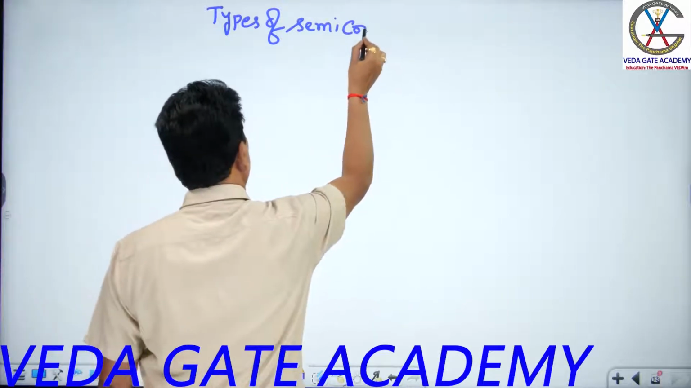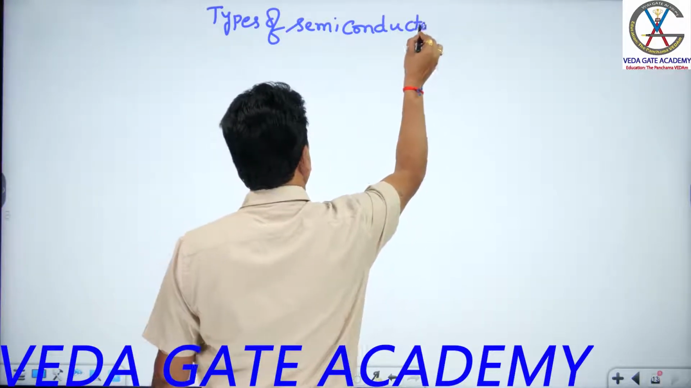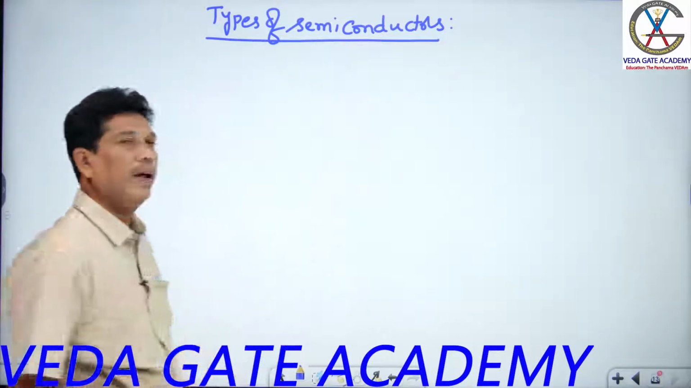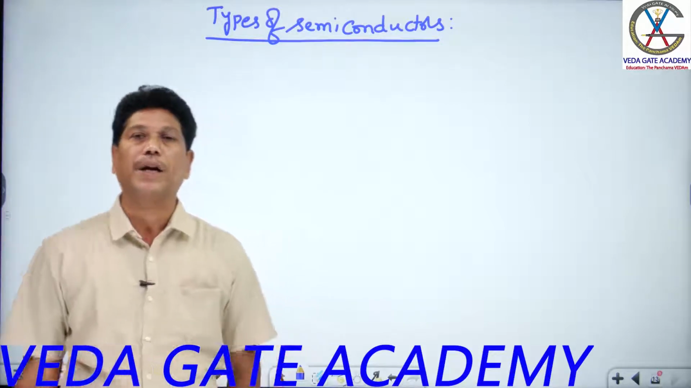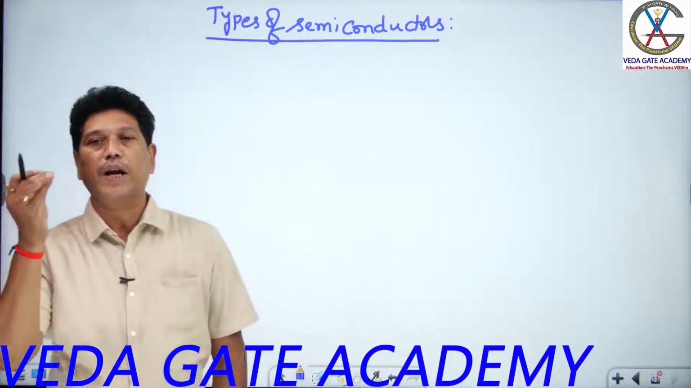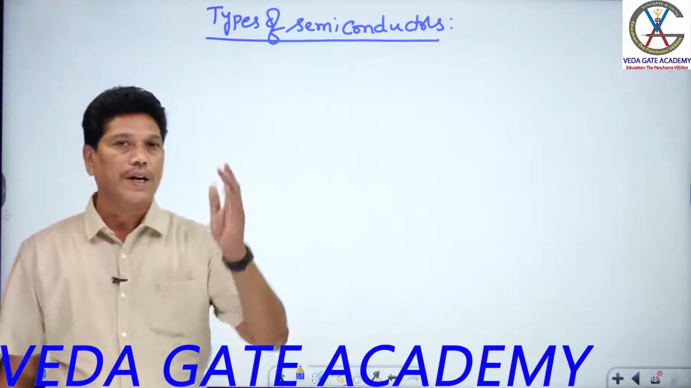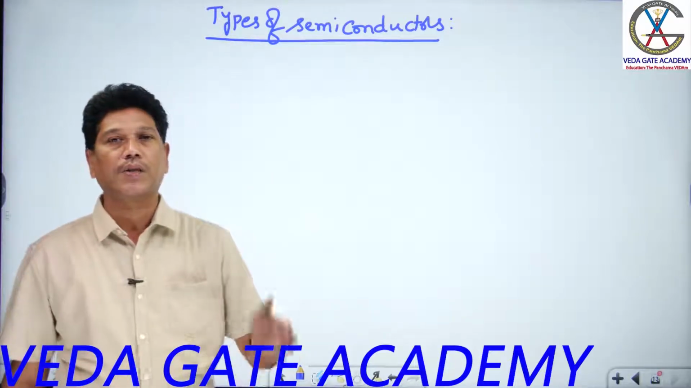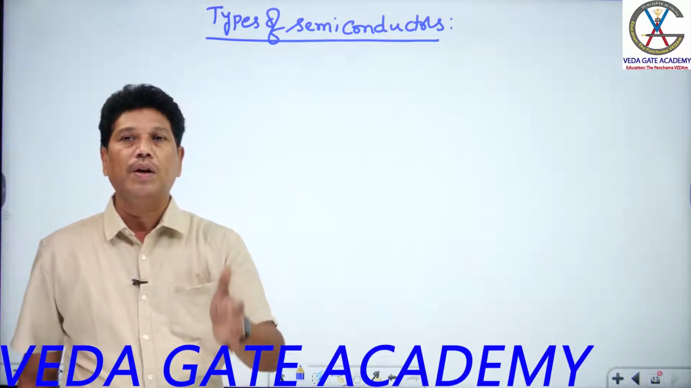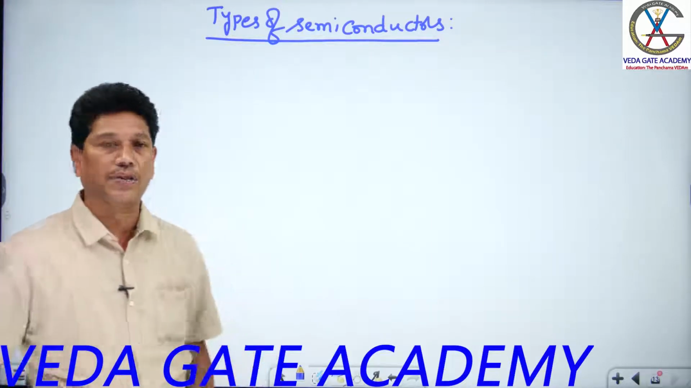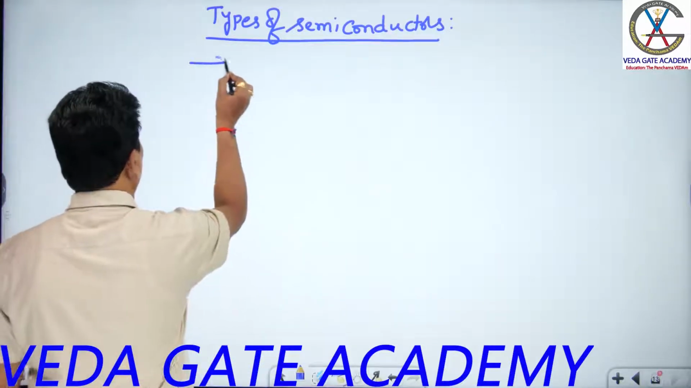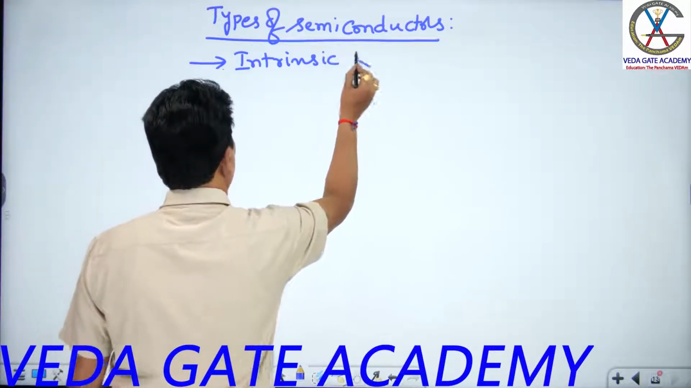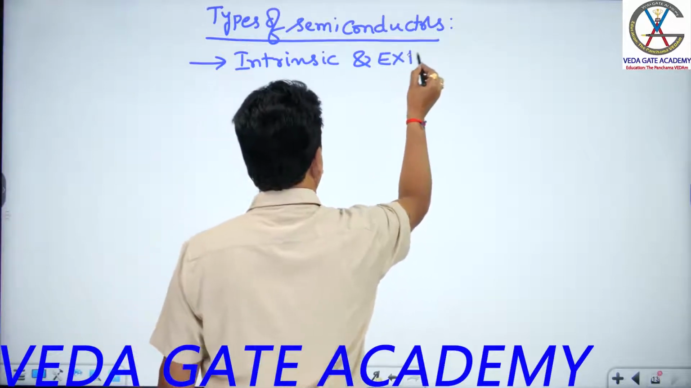Types of semiconductors, now I go. You may find mainly two types of semiconductors. One is an intrinsic semiconductor, the other one is what you can call an extrinsic semiconductor. How many types of semiconductors are there? Two types are there, students. One is intrinsic, the other one is extrinsic.